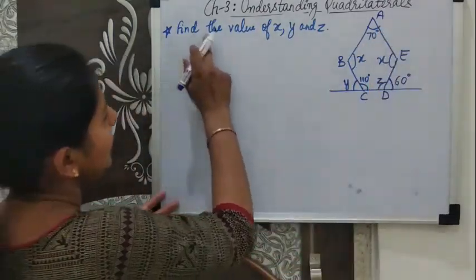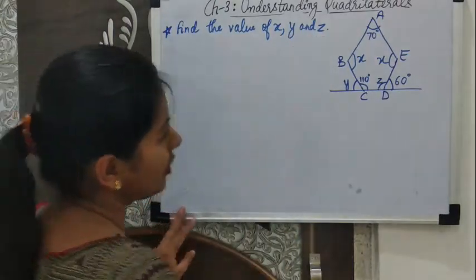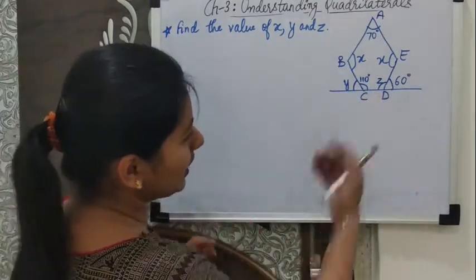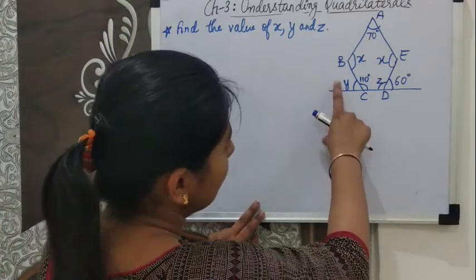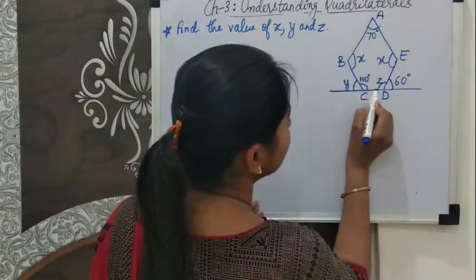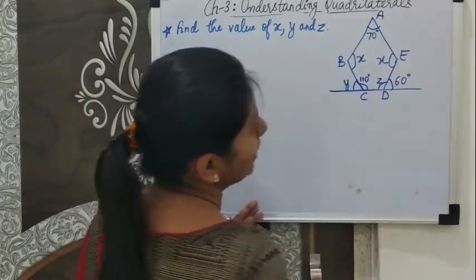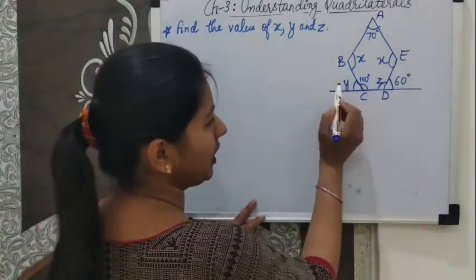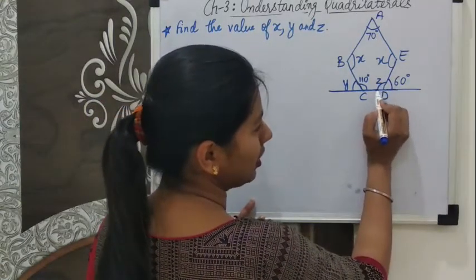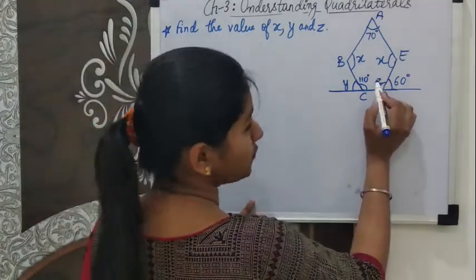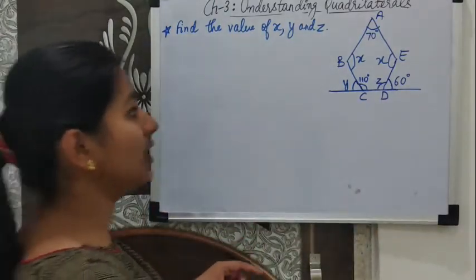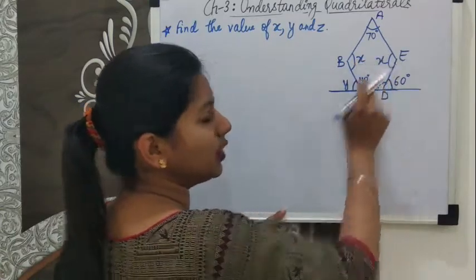Okay, and the question is to find the value of x, y and z. First of all, here it is x, here we have y and here we have z. By looking at the diagram, we can easily identify that y and 110 degrees are forming a linear pair. Since it's a line, they are forming a linear pair. So by using the formula of linear pair, we can find the value of y. Similarly, this z is with 60 degrees. They are also lying on a single line. Fine. So the value of z can also be calculated by using the formula of linear pair. After calculating z only, we can calculate the value of x.